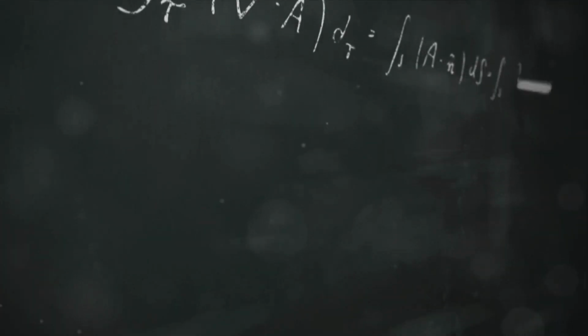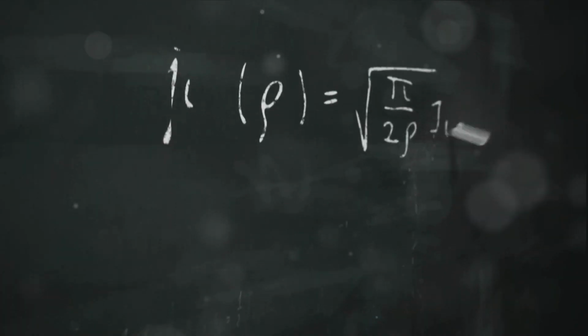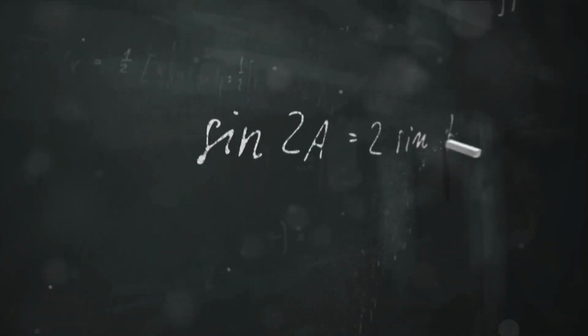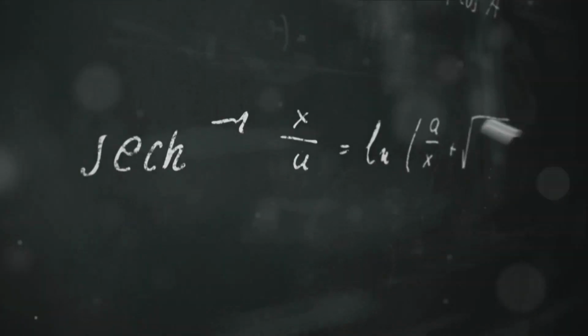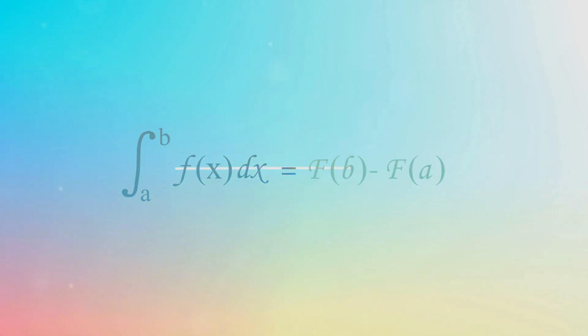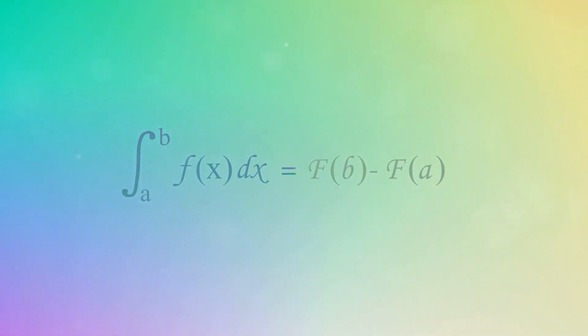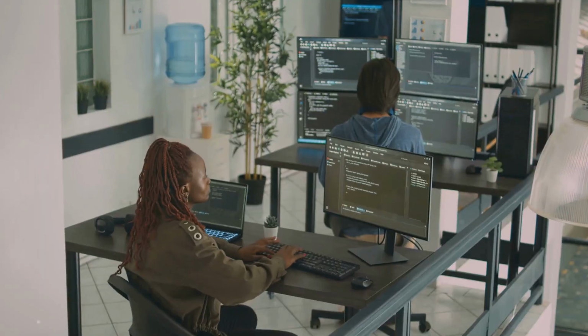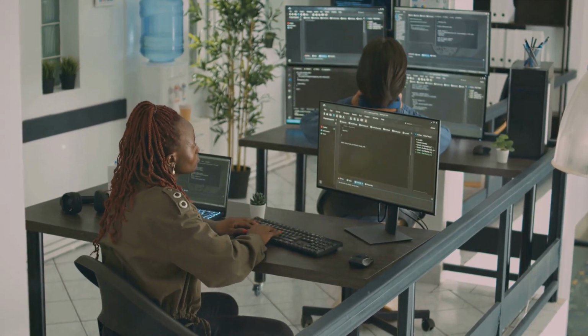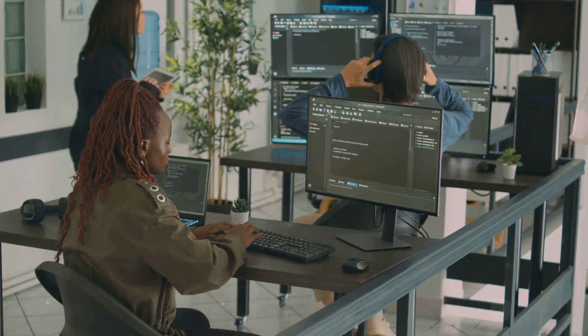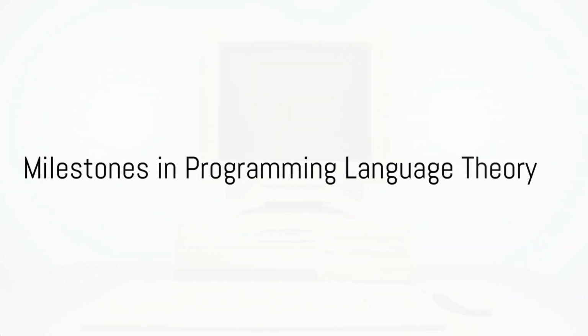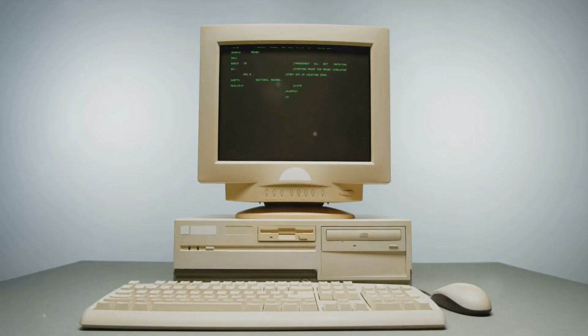Let's rewind to the 1930s. The roots of PLT are intertwined with an abstract mathematical theory known as the lambda calculus. This theory, created by Alonzo Church, was all about functions, variables, and the application of functions to their arguments. It's from this foundational concept that the principles of today's programming languages were born. So, every time you write a line of code, remember, there's a rich history and complex theory making it all possible.